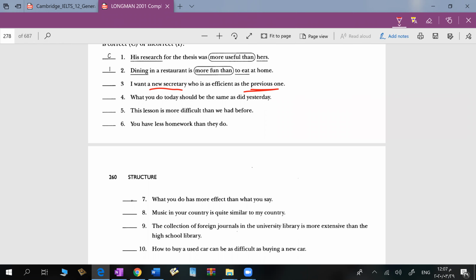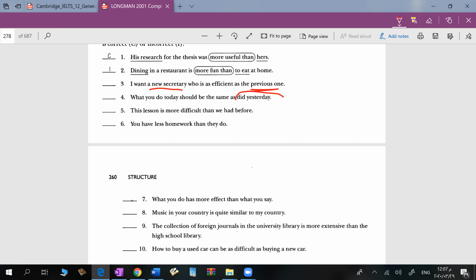Okay. What you do today should be the same as you did yesterday. Incorrect. Incorrect. I read it correctly. No. Number 3 is correct or not correct? Correct. It's correct. Number 4, it's incorrect. Why? What's missing here? How can I make it correct? Number 4. It would be the same as what you did yesterday. As you did, as what you did.